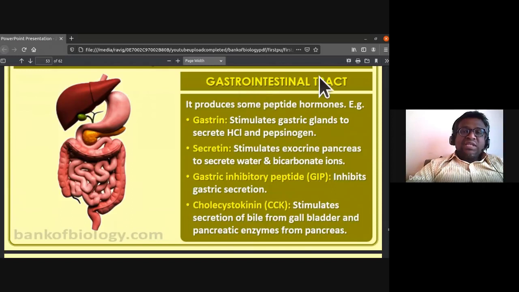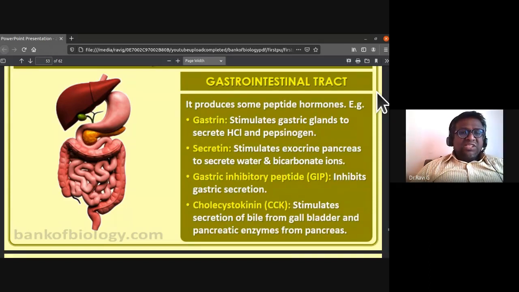The gastrointestinal tract, so you can also remember it as GIT. The gastrointestinal tract is going to secrete peptide hormones like gastrin, secretin, GIP, that is gastric inhibitory peptide, and CCK, cholecystokinin. So these are some of the peptide hormones produced by the gastrointestinal tract.